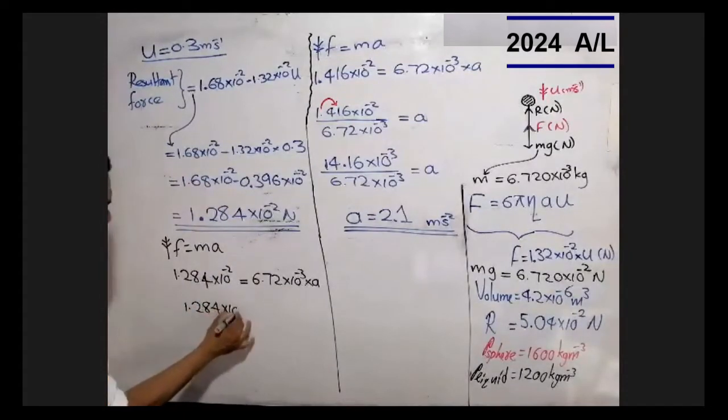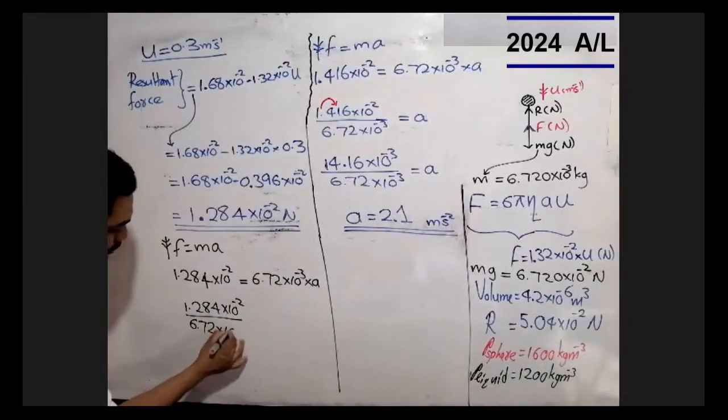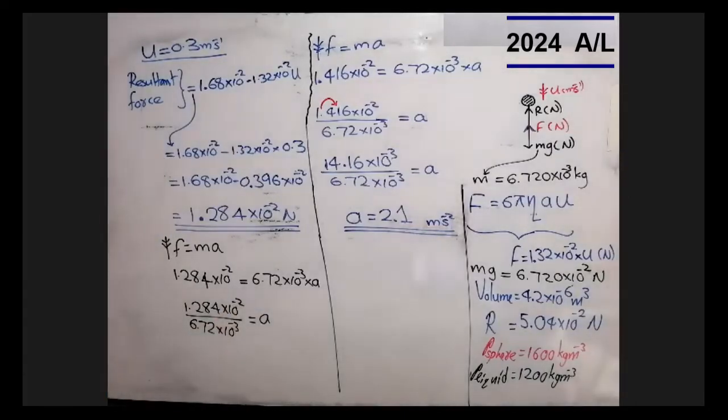1.284 into 10 to the power minus 2 divided by 6.72 into 10 to the power minus 3 equals a. How do I convert this 10 to the power minus 2 into 10 to the power minus 3? Somebody please unmute the mic and tell me. 12.84 into 10 to the power minus 3. Very good. Two students gave me the answer.